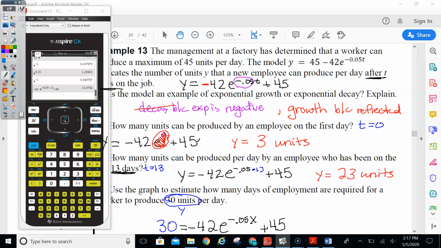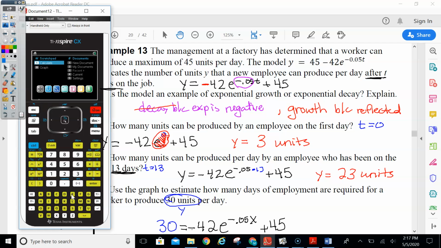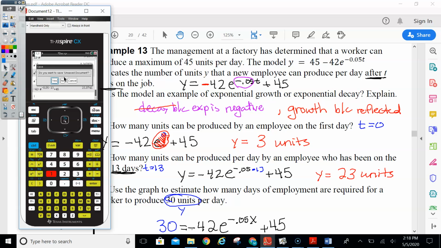Okay, so if I'm looking for the number of units, I just plug in the answer. Here I'm given the units, so I have to solve for the exponent. We don't know how to solve for this by hand, so we do it with the graph in the calculator. So here I'm going to get a new graph. In the first one, I'm going to plug in my function, negative 42 e to the negative 0.05 x, and then plus 45.